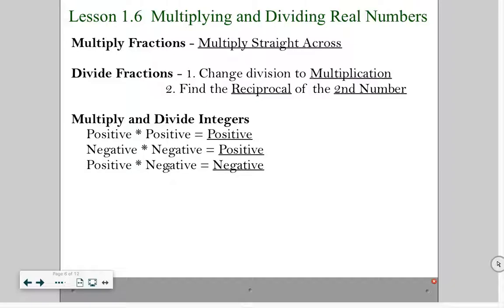When you divide fractions, keep, change, flip. Remember that rule? Keep your first fraction as it's supposed to be. Change division to multiplication. And find the reciprocal of your second number. You've heard me say keep, change, flip since 6th grade. Keep your first fraction, change division to multiplication, find the reciprocal of your second number.